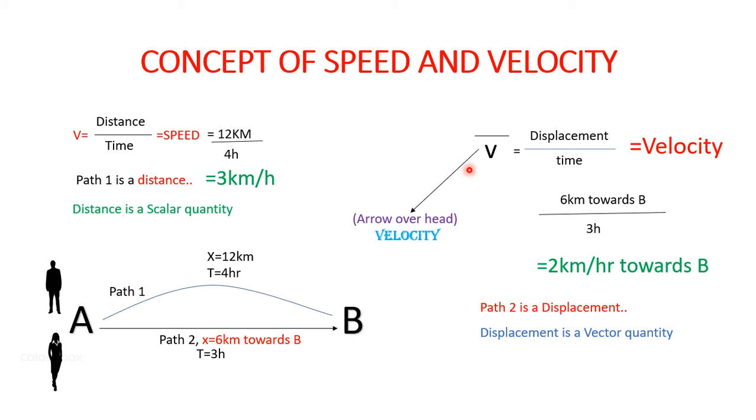So clearly we can say this is the difference between velocity and speed overall. What is the difference between speed and velocity? If you divide distance over time, it is called speed, and if we divide displacement over time, it is called velocity.